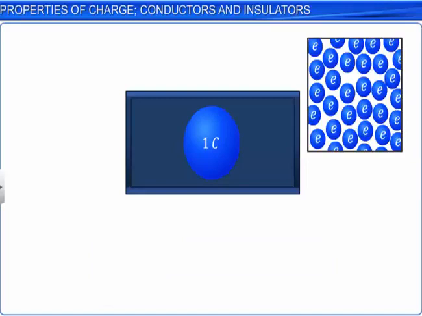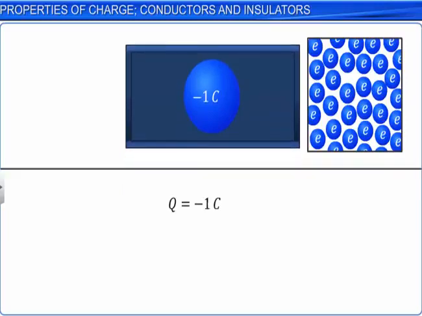Now, let us calculate the number of electrons 1 coulomb of negative charge carries. Consider a body possessing a charge Q equal to minus 1 coulomb. Let the number of electrons it has gained to become negatively charged be n. As the charge Q on a body is quantized, we have Q equal to ne, where the basic unit of charge e has a magnitude of 1.6 times 10 power minus 19 coulomb, and Q equal to minus 1 coulomb.